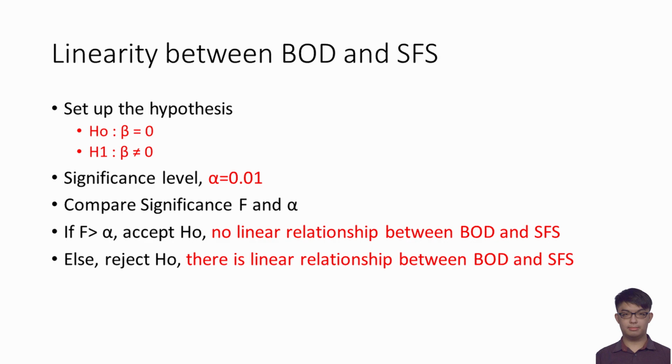After that, I will use the Excel summary output to compare the significance F and alpha. That significance F value will be available in the ANOVA table. Thus, for our decision rule, if the significance F value is bigger than the alpha value, we will accept the null hypothesis, which means there's no relationship between BOD and SFS. Or else, we will reject the null hypothesis, which means there is a linear relationship between BOD and SFS.